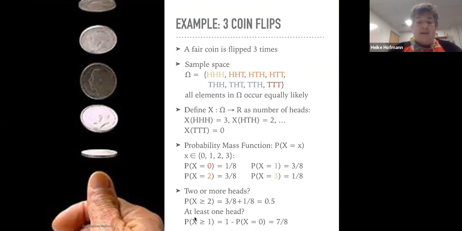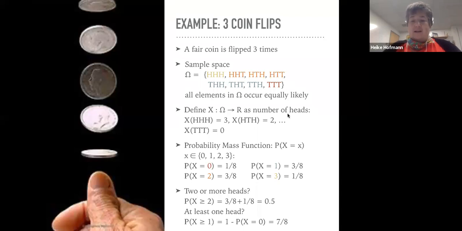Probability of at least 1 head. So x is greater than or equal to 1. That would be everything here, or 1 minus no head. So overall 7/8. So those probability mass functions help us to make probability events that can be expressed in terms of this random variable to be much more manageable. So it's just another concept that allows us to capture chance a little bit more formally.